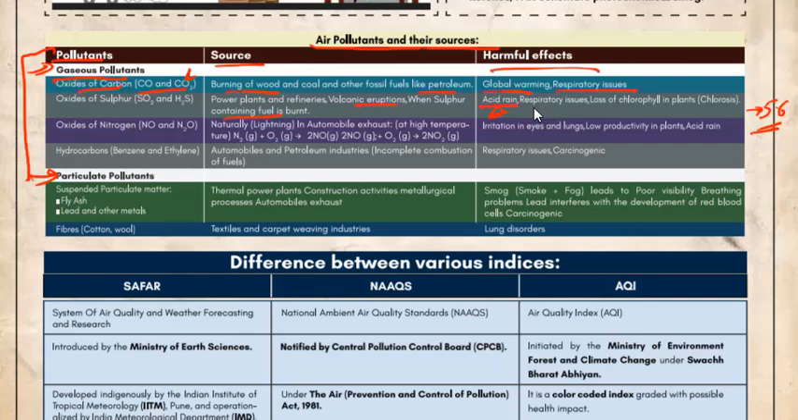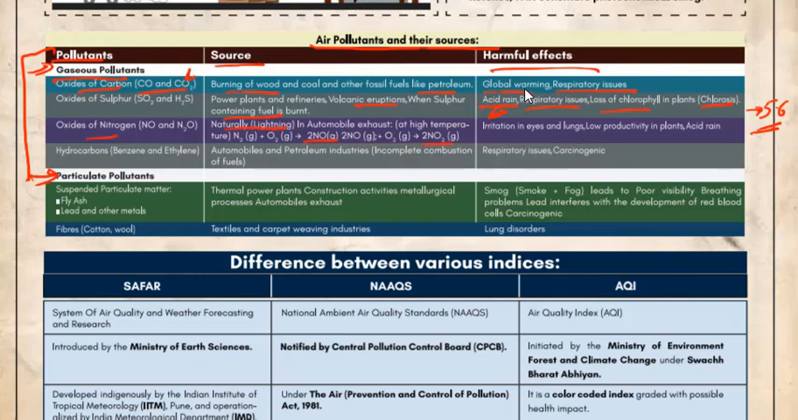Next is respiratory issues, loss of chlorophyll in the plants like chlorosis. These are the oxides of sulfur effects. Next is the oxides of nitrogen. You all know nitrogen oxides are formed by lightning. This is because of the thundering lightning. This is important: in automobile exhaust also, there is formation of NO and NO2.